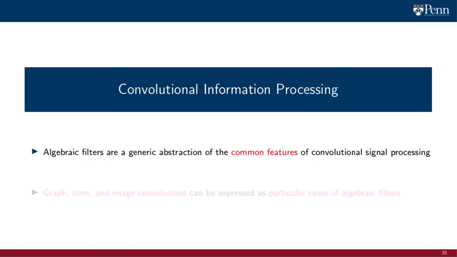Algebraic filters provide a generic framework out of which we can extract the commonalities of different forms of convolutional information processing. To substantiate this claim, we have shown that, indeed, it is possible to express familiar convolutional filters in the language of algebraic filters. Doing so requires the specification of vector spaces, algebras, and homomorphisms, which we do in this section for graph, time, and image processing.